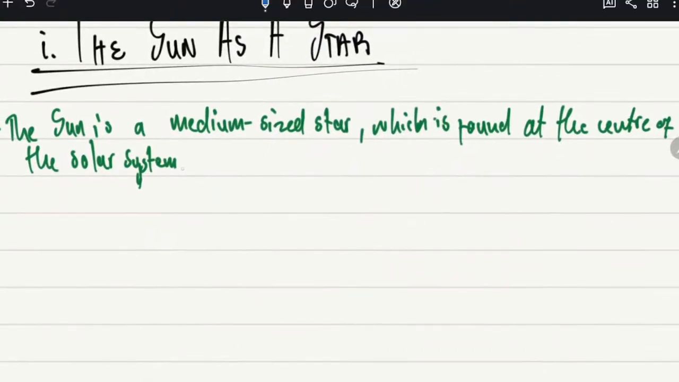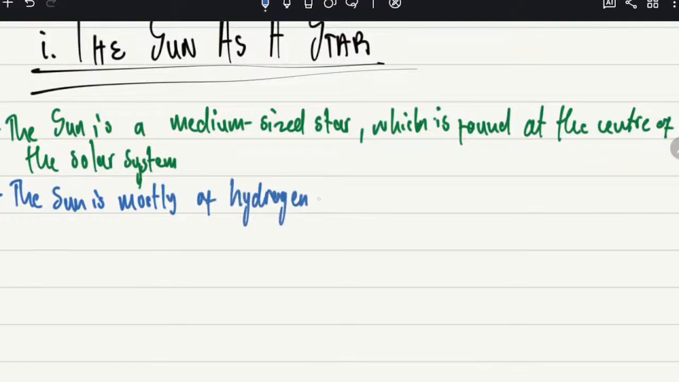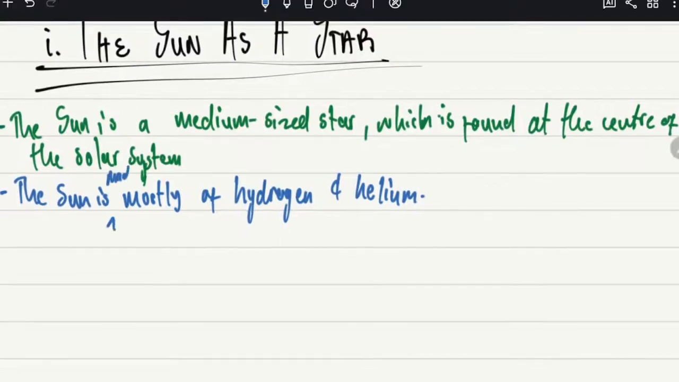But here I want you to say that the sun is made mostly of hydrogen and helium. So the sun is made mostly of hydrogen and helium. Okay? Are we together?